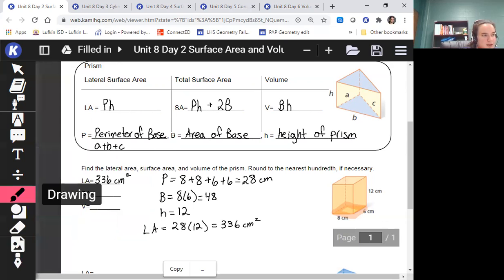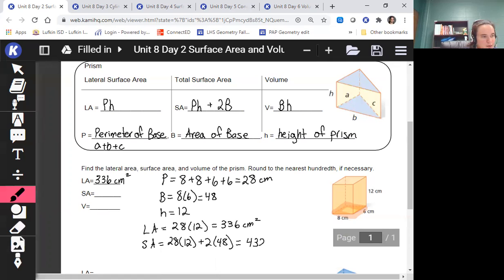Then we're going to find our total surface area. Our formula for total surface area is perimeter times height plus 2 times the area of our base. So our perimeter is 28 times our height, which is 12, plus 2 times the area of our base, which is 48. And that gets us 432 centimeters squared.